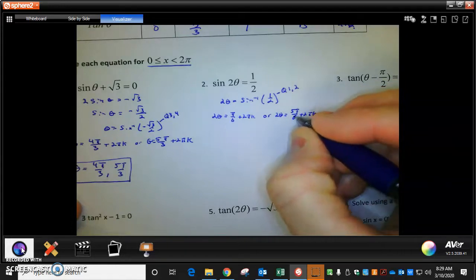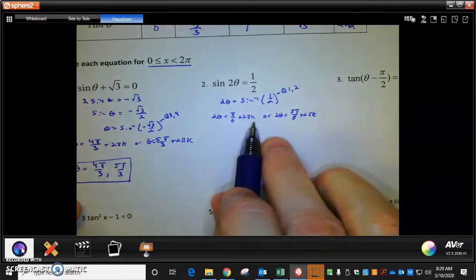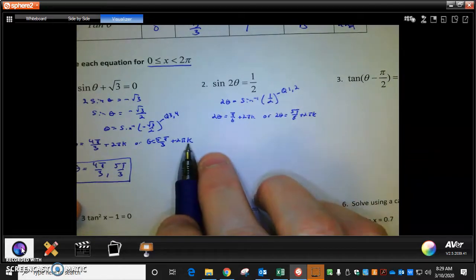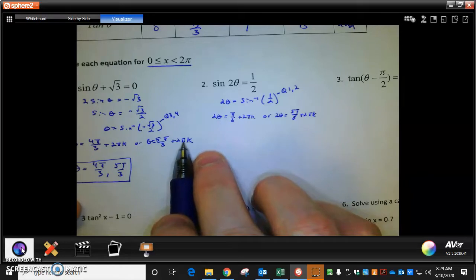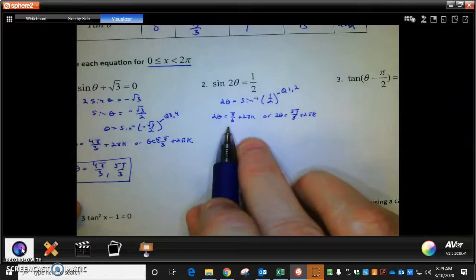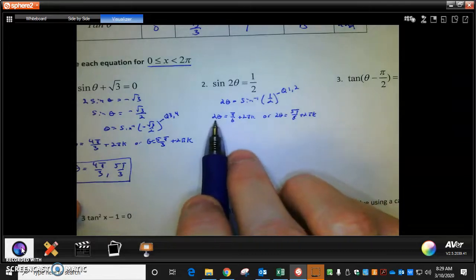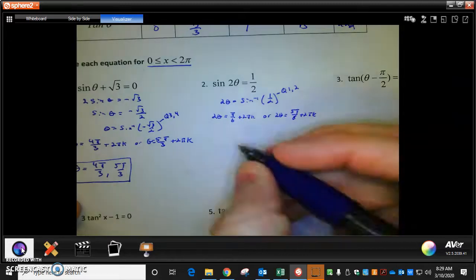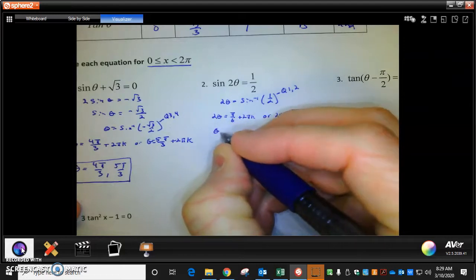All right, so why did I add the 2 pi k? We just found out on the last problem that that's pointless. Adding the 2 pi is always going to give me an answer that's bigger than 2 pi, so we don't need it. However, on this problem, our next step is to divide by 2. Okay, we haven't solved for theta. And remember, everything gets divided by 2. So this will be theta.